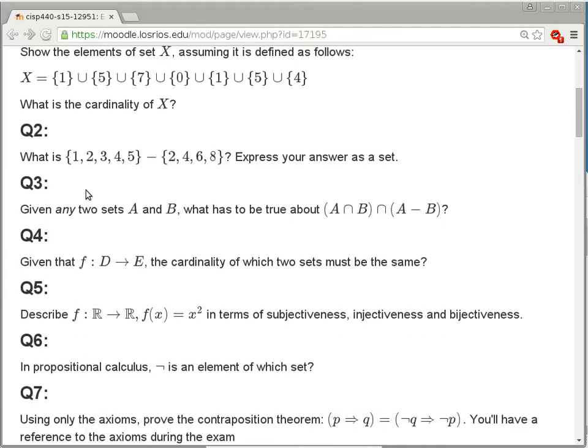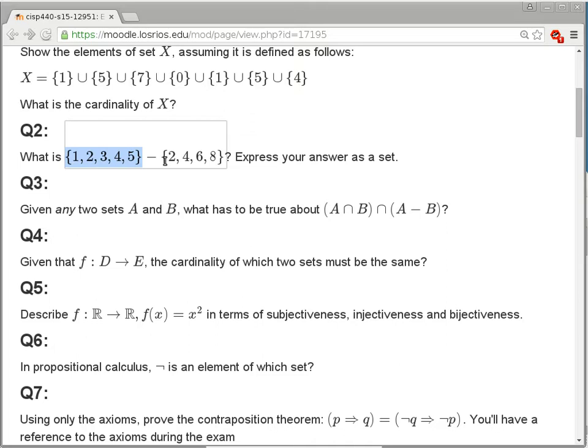Okay. Number 2 is a little bit more of an application of what we know about taking the difference of a set. So this one is basically saying, what is the set 1, 2, 3, 4, 5 minus the set 2, 4, 6, 8? Now remember, when we do a subtraction, we are looking at a result that has all the elements in the first one, but excluding elements in the second one. So what would be the end result of this operation? 1, 3, and 5.